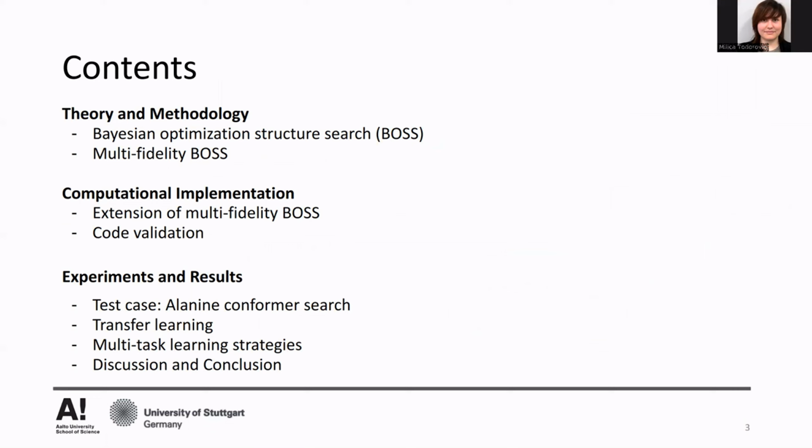But before I speak about this in a bit more detail, I will give you an overview of my talk. I will start by talking about the theory and the methodology, where I'm going to explain the theory of Bayesian optimization and its application to structure search. Then I'm going to extend this to the multi-fidelity scenario and also formulate my research questions. Then I will speak a bit more about technical work regarding the computational implementation that was necessary to do this research. And finally, I will introduce a test scenario of multi-fidelity Bayesian optimization, where I'm going to compare different approaches and then also answer my research questions.